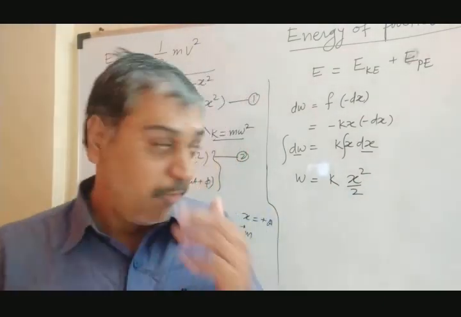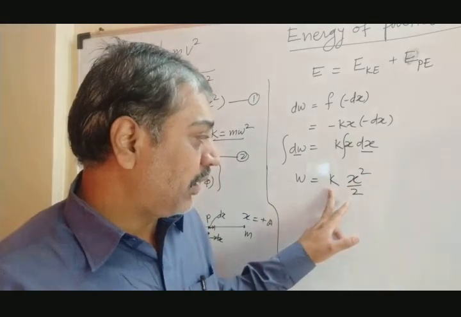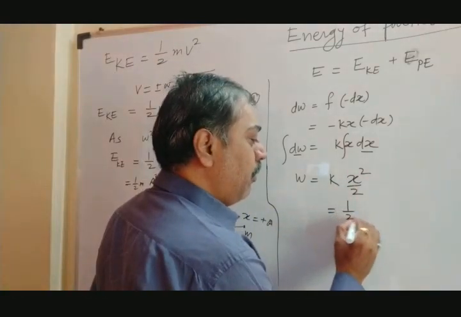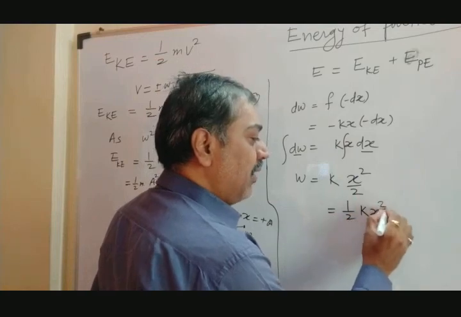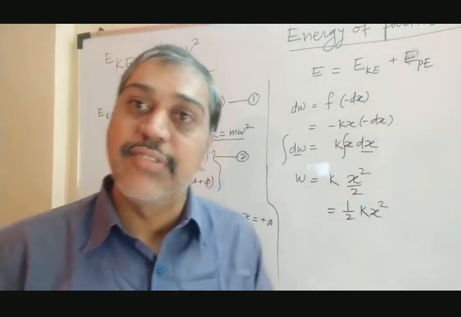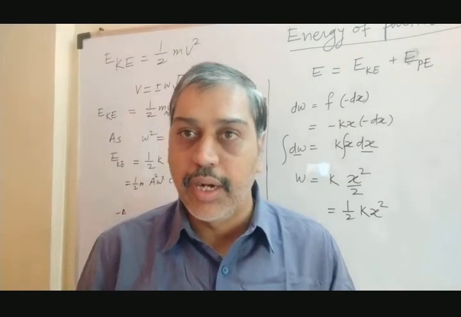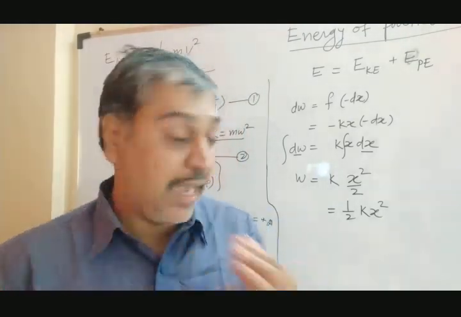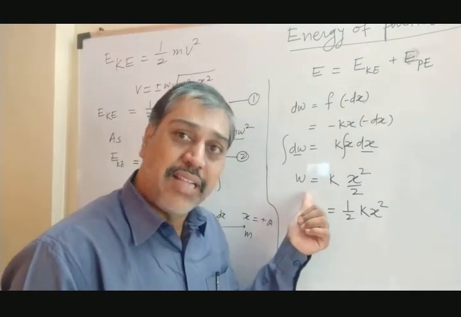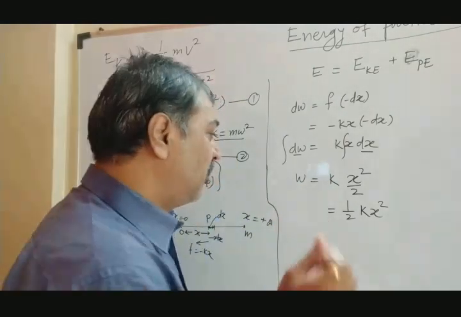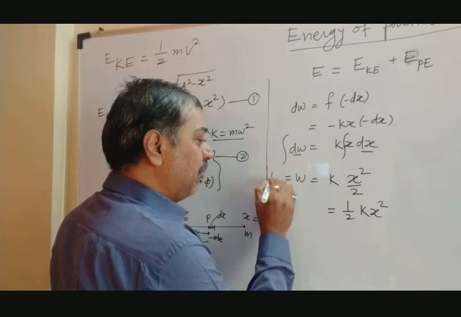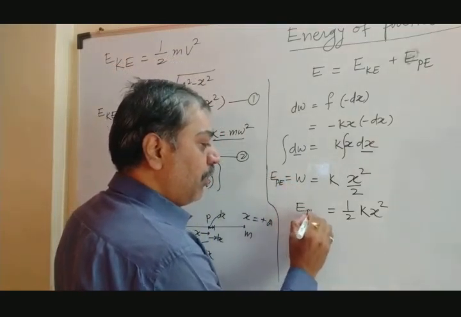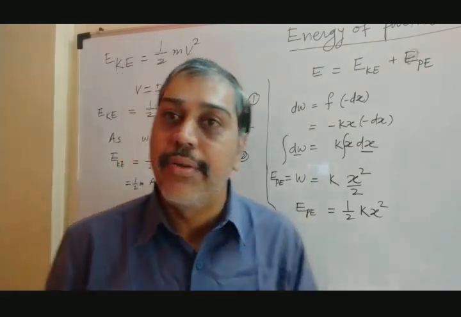So this will give k into x square by 2. We can write it simply as 1 by 2 k into x square. And this work done itself will be stored in the body in the form of potential energy. So this work done is nothing but a potential energy. So we have derived the equation for potential energy as 1 by 2 kx square.